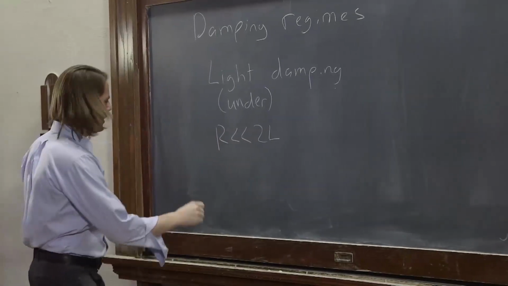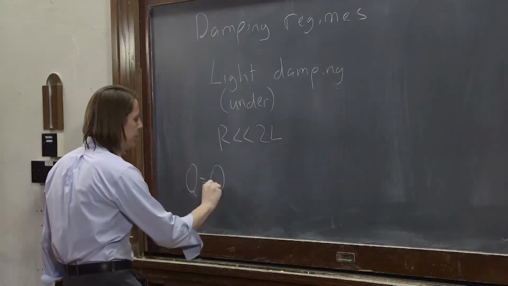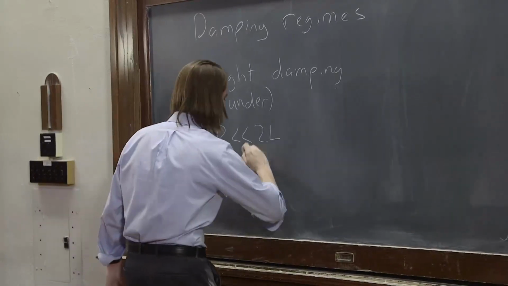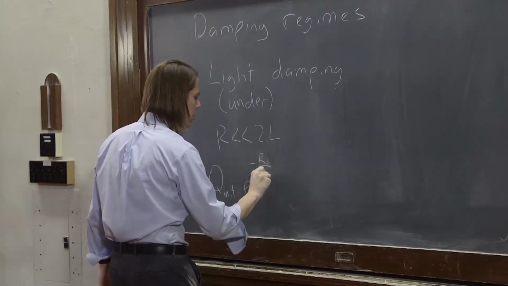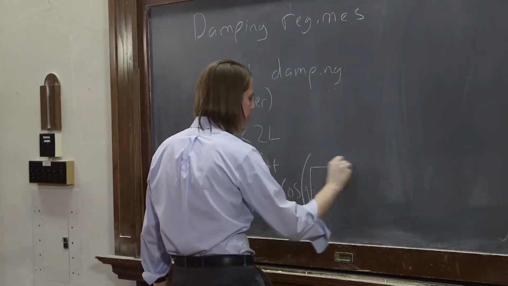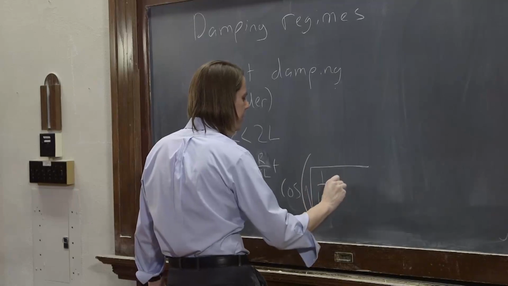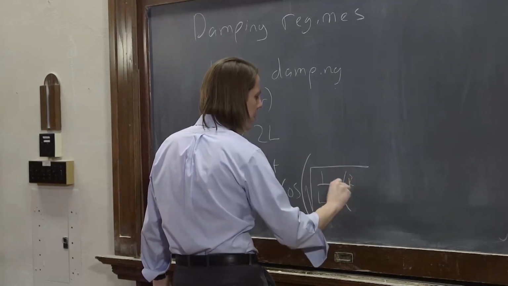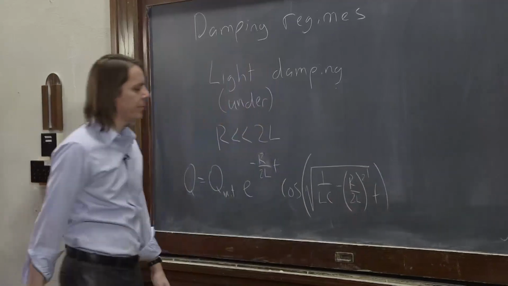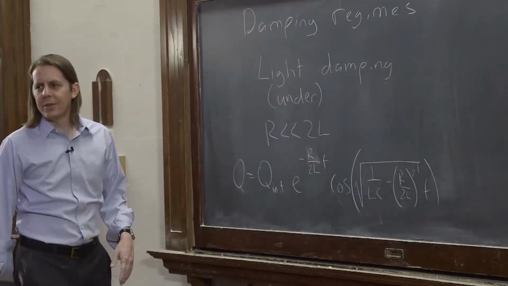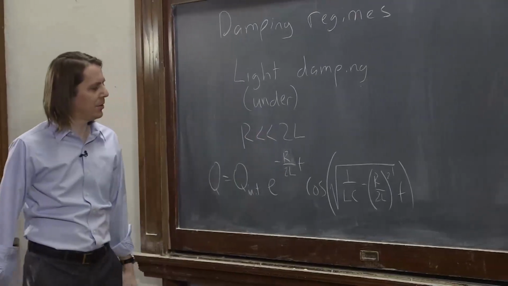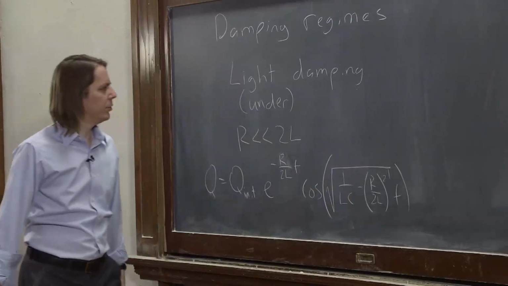From the solution, which I'll write again, Q equals Q initial e to the minus R over 2L t, cosine, the square root of 1 over LC minus R over 2L squared t. Okay. So from this, you can see that the quantity R over 2L is pretty important, right? It's what's telling you how much damping there is here, how much the omega is reduced here.